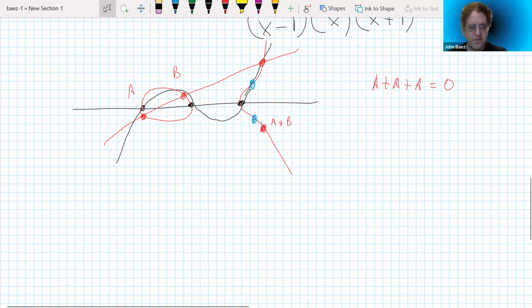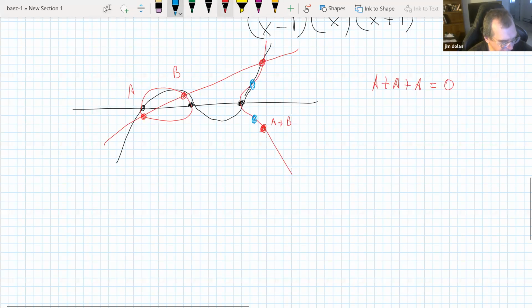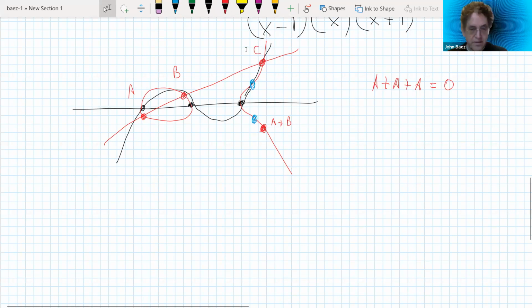So why are they the inflection points? Because you've got A, B, and C here, and A plus B plus C equals 0. Okay, yeah, right. So if A is equal to B and B is equal to C, that's called an inflection point.